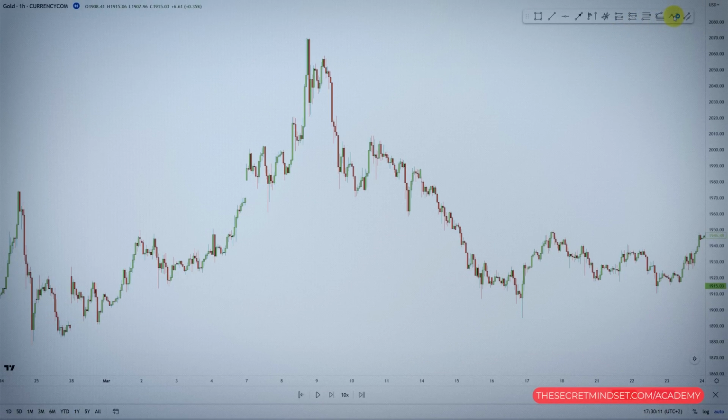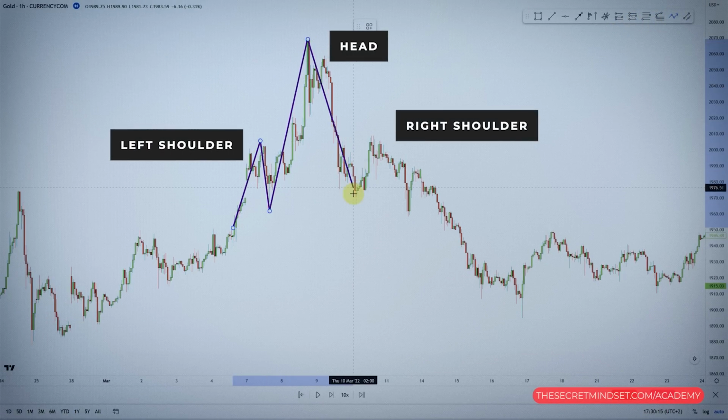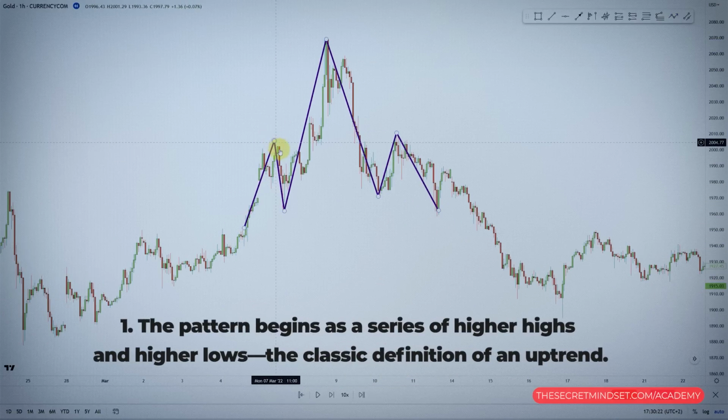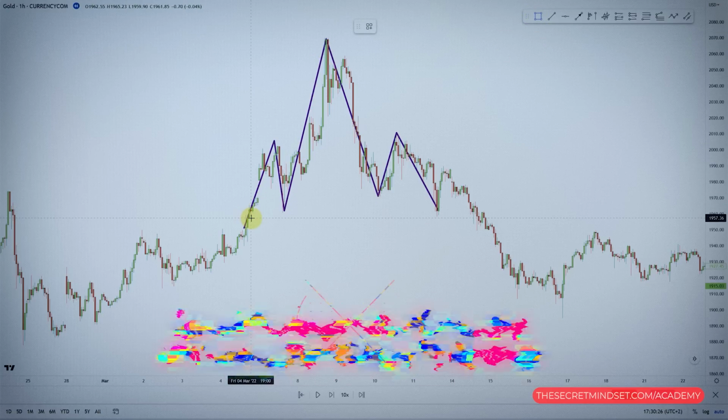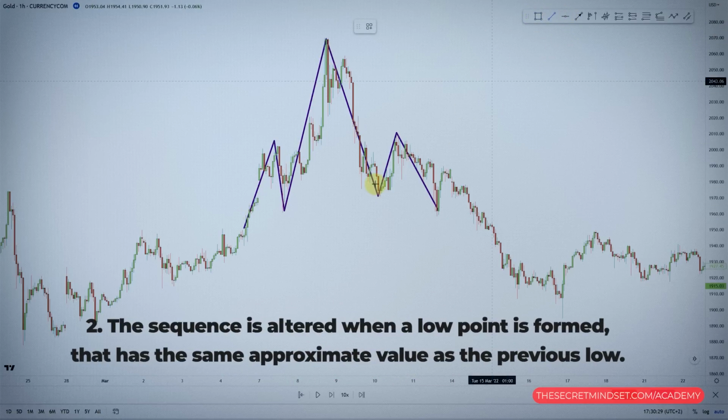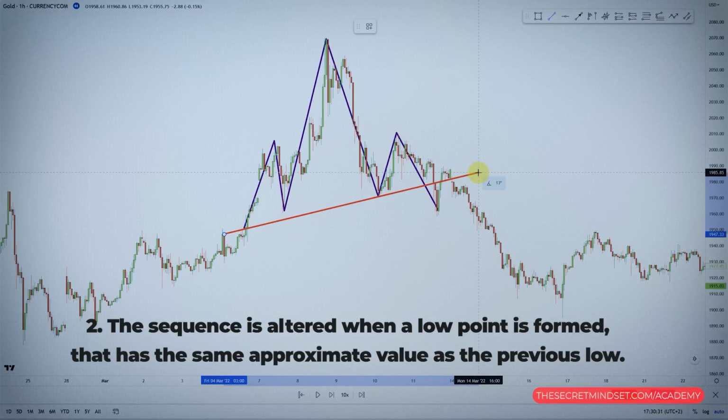The head and shoulders is a bearish reversal pattern that consists of 3 main parts: the left shoulder, the head, and the right shoulder. The pattern begins as a series of higher highs and higher lows, the classic definition of a trend. That sequence is altered when a low point is formed that has the same approximate value as the previous low. The left shoulder and the head of the pattern are now fully formed, and this is the first sign that a change in trend is on the horizon.